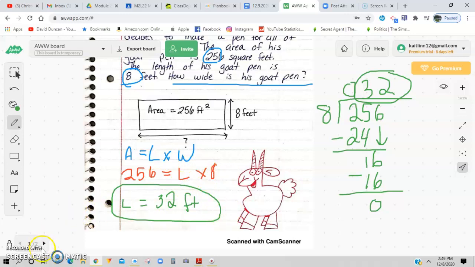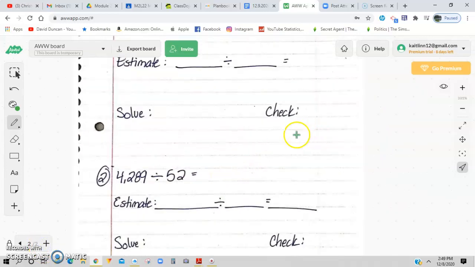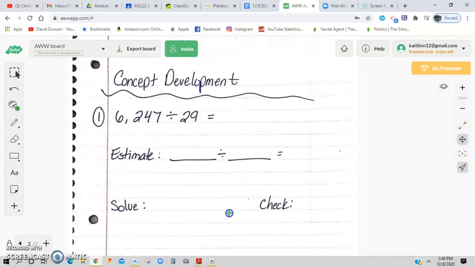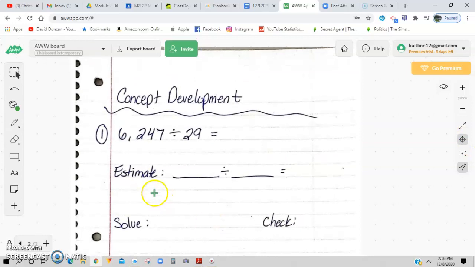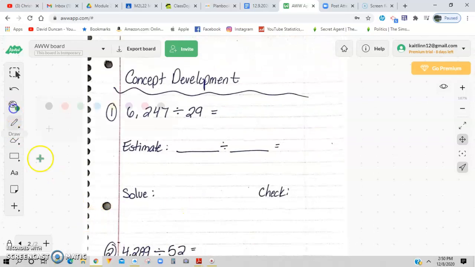All right, guys, I'm going to now go to my next math page here. We only have 2 math problems together today. We have the estimation, solve, and check process. So we're going to go ahead and get started. We have 6,247 divided by 29. And again, if I'm going too fast, rewind it, pause it, slow it down, do whatever you need to do.